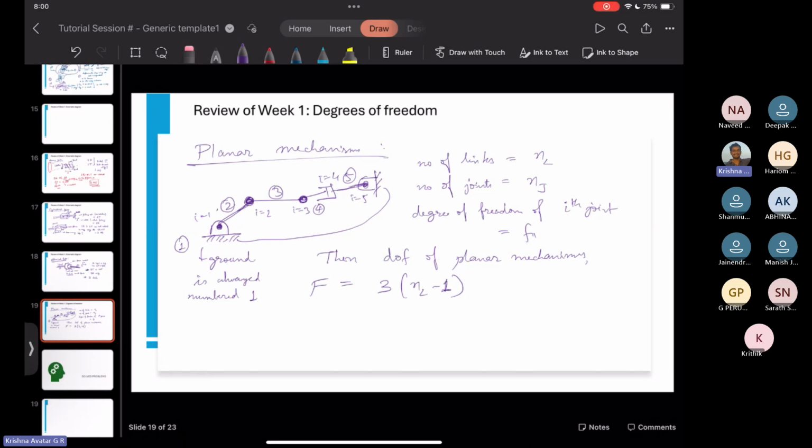You'll ask, why can't we just take the non-ground links? But yeah, that is the convention which is being used. So NL minus 1, the number of links including ground, I'll call it. Then minus the number of degrees of freedom lost because of the joints, and then plus the number of degrees of freedom just because of the joints.